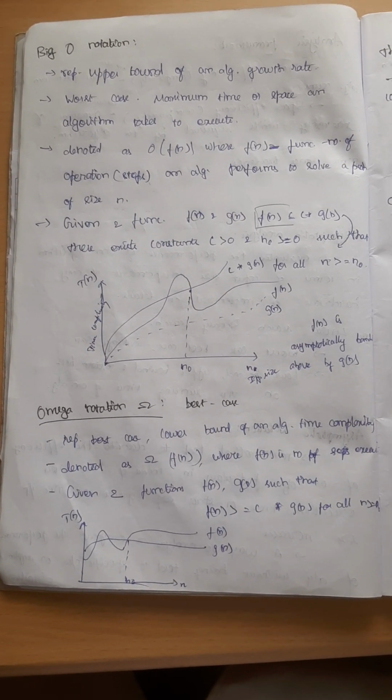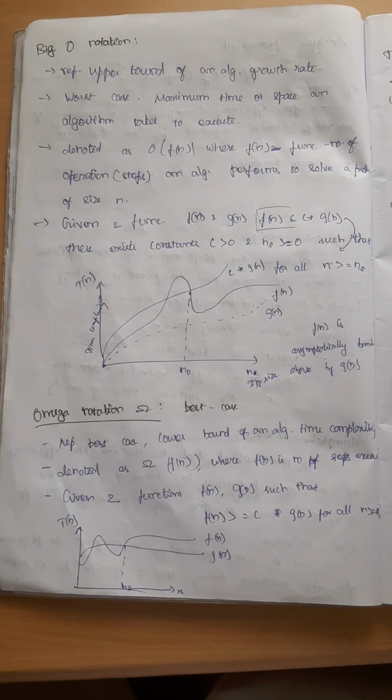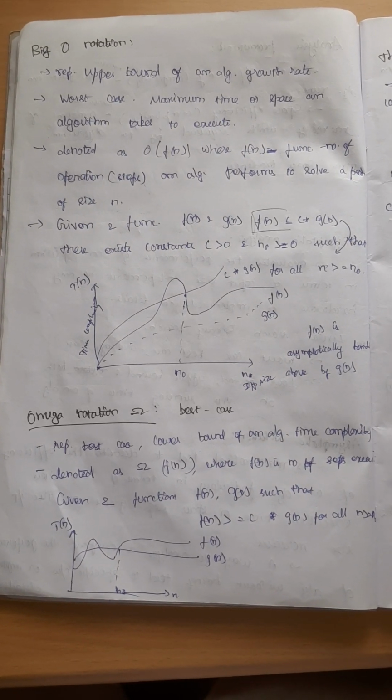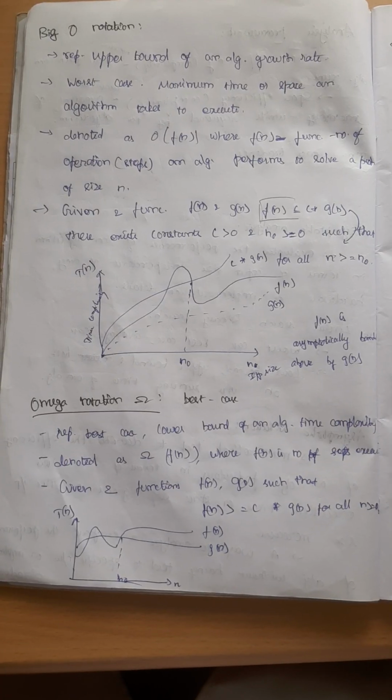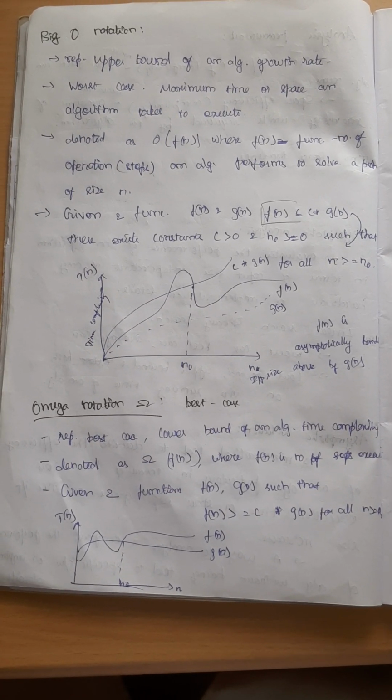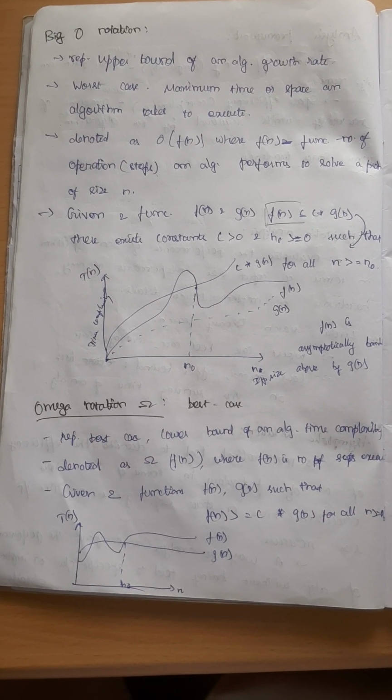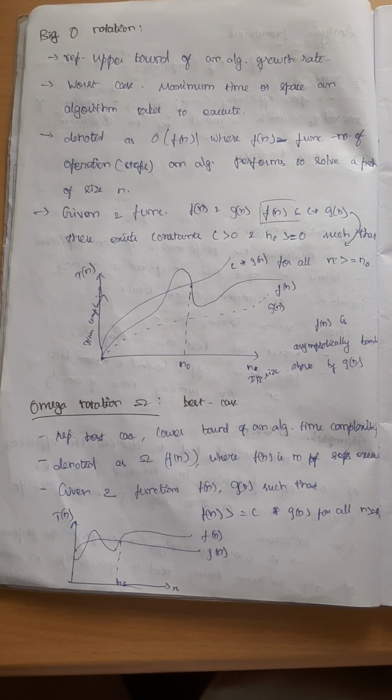The first one is Big O notation. The Big O notation represents the upper bound of an algorithm's growth rate, which is the worst case. That means the maximum time or space an algorithm takes to execute.